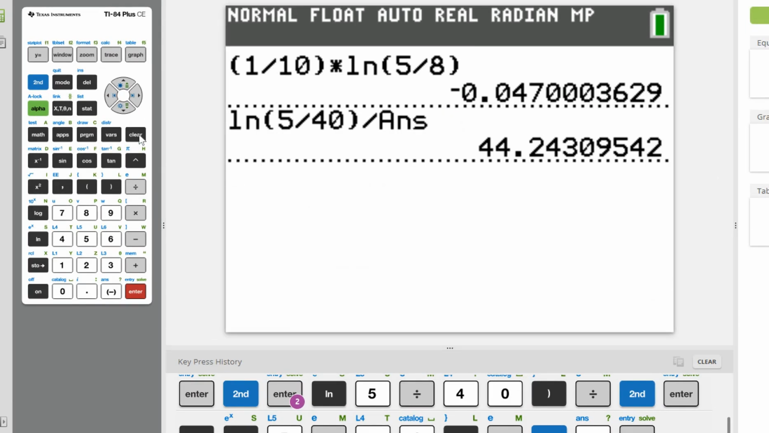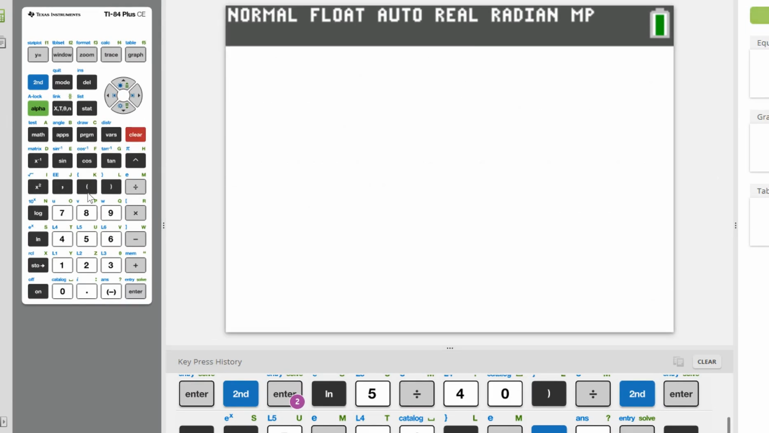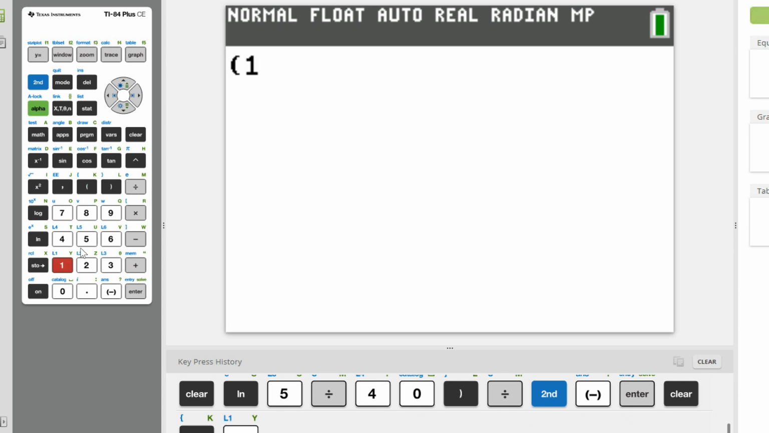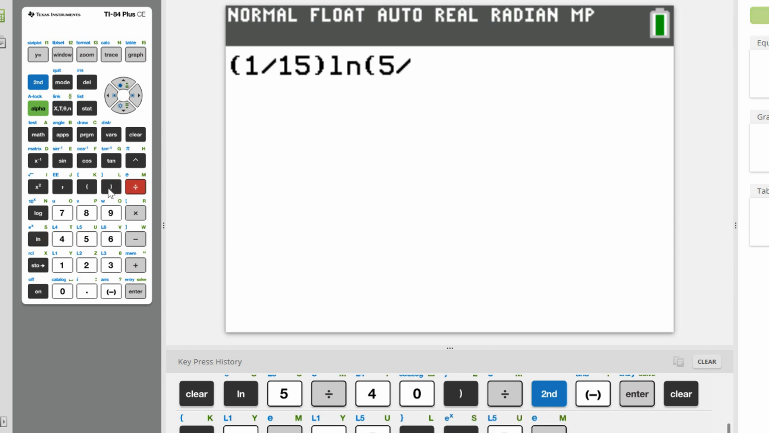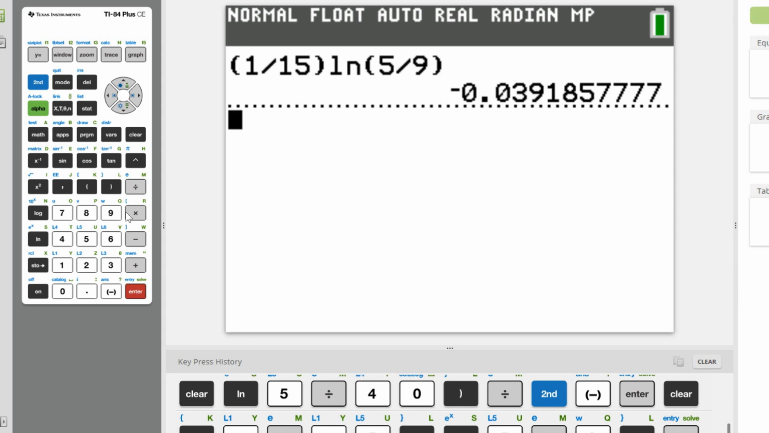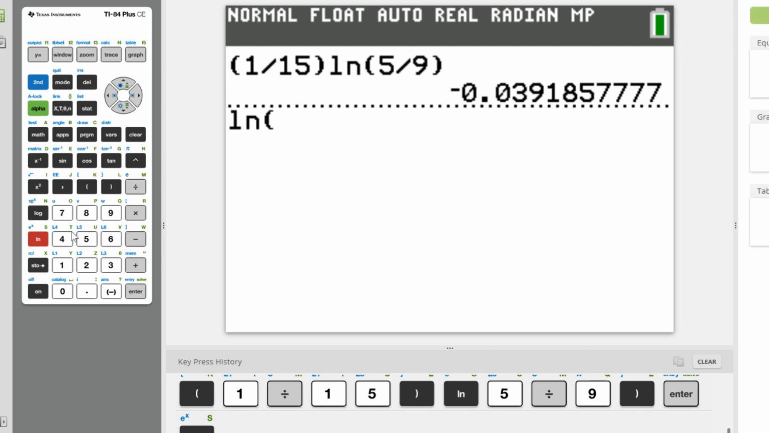So I will clear all of this. Let's put a bracket and 1 divided by 15, and then I can times that by ln of 5 over 9, and then just hit enter. That gives me negative 0.039. And then the numerator was ln of 5 over 9.